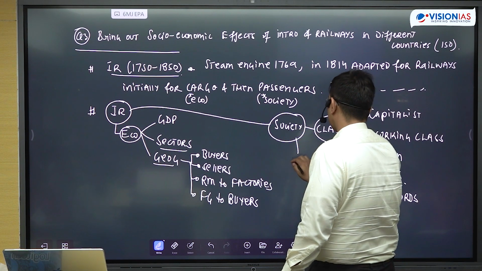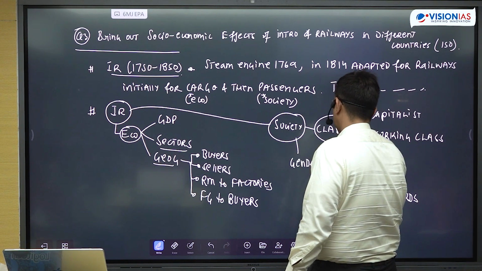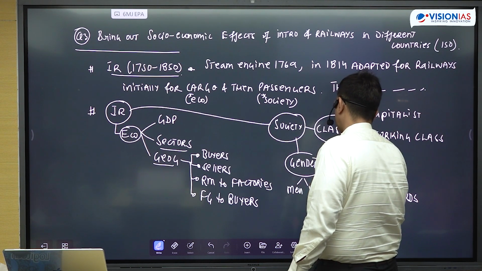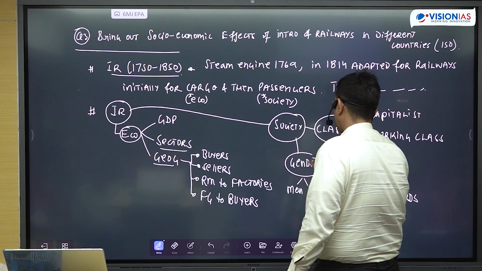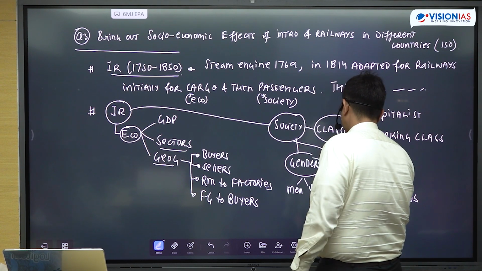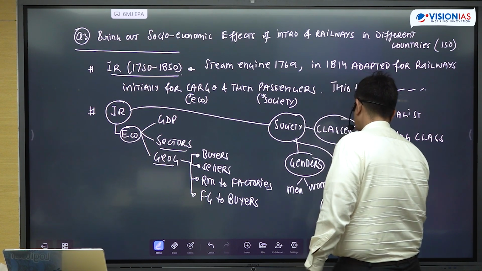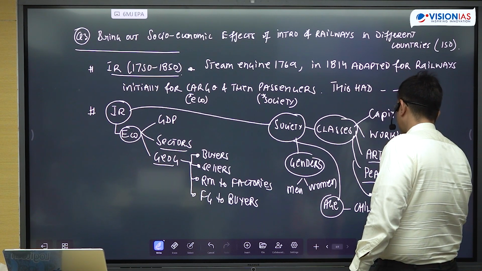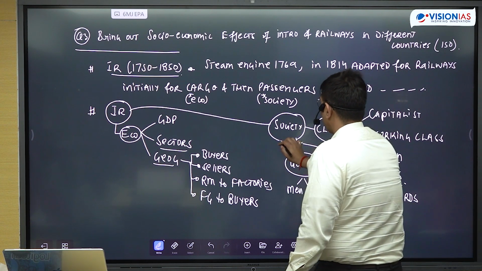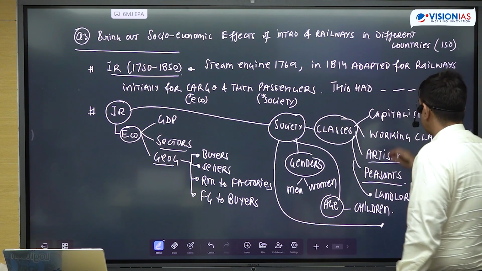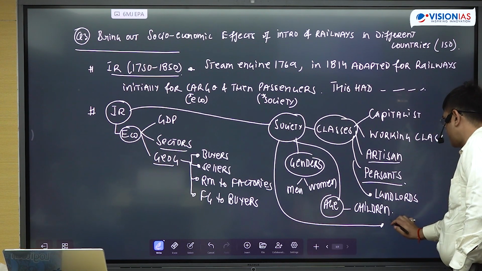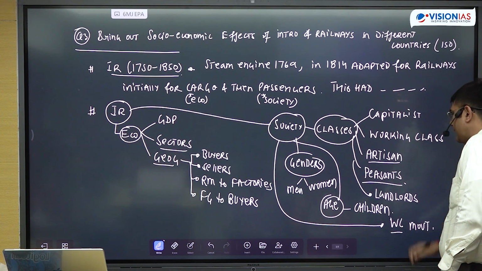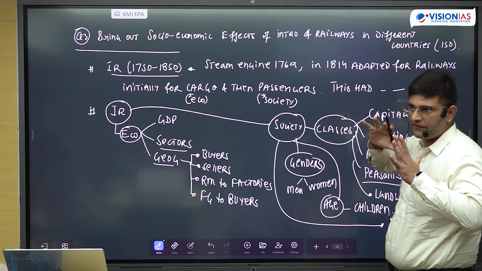In society there are genders, that is men and women. In society there are age-wise categories also. So for example, here the relevance is about children. Right? In society there can be movements related to the working class. So for example, the working class movement. Right?